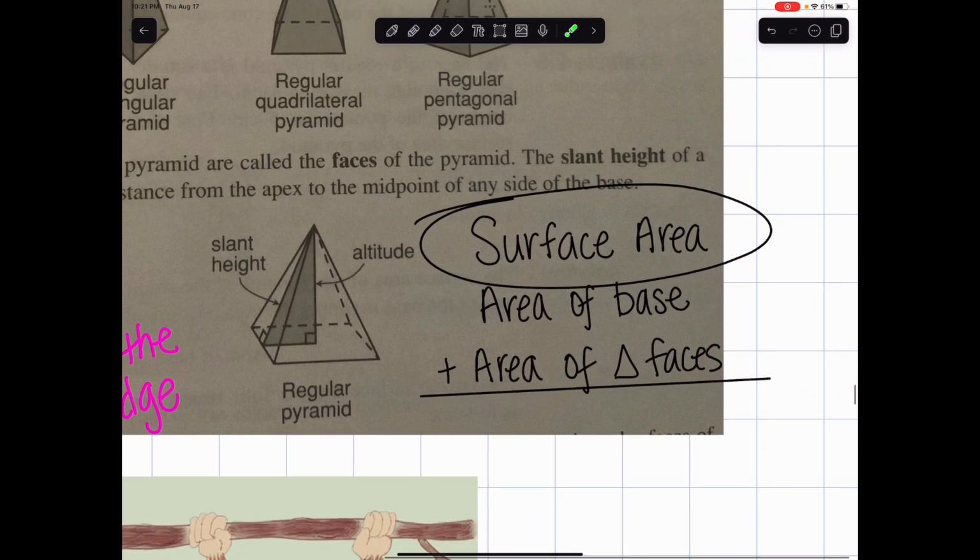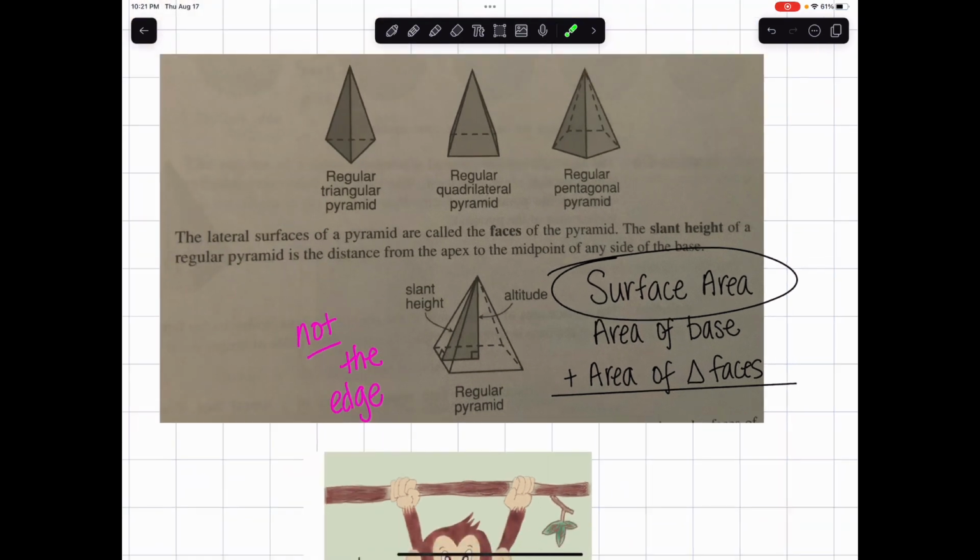And to calculate the total surface area, you're going to have to do the area of the base and add that in, and you're also going to need the area of all the faces, which is the lateral surface area. Okay, cool. Let's do an example.